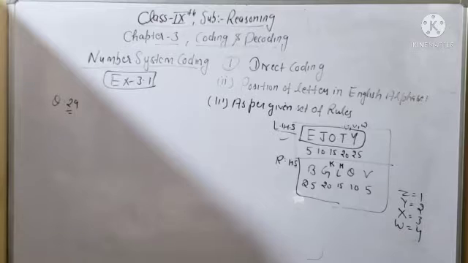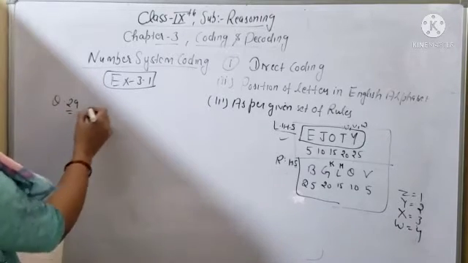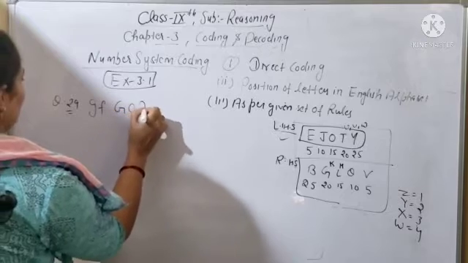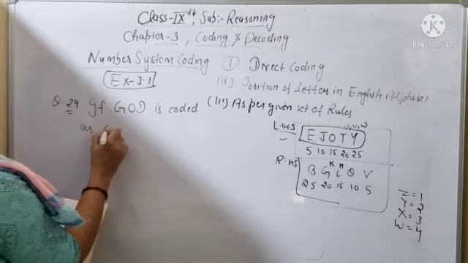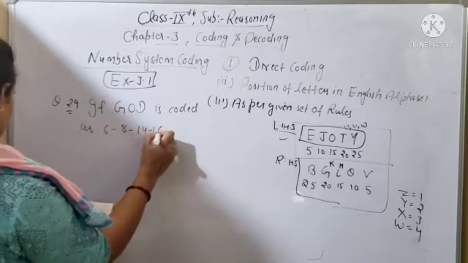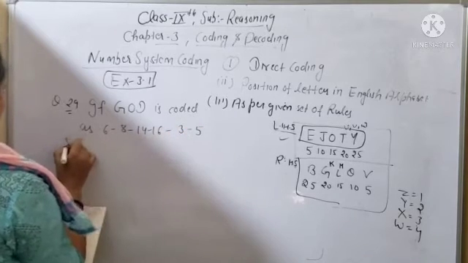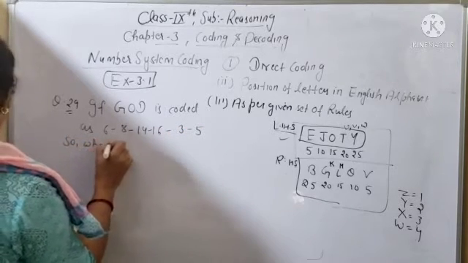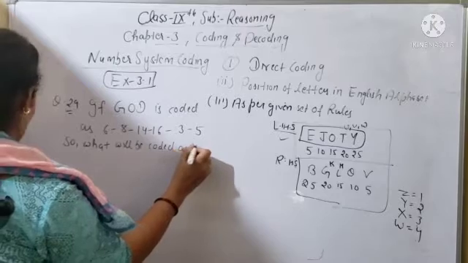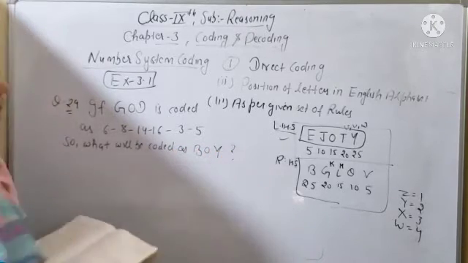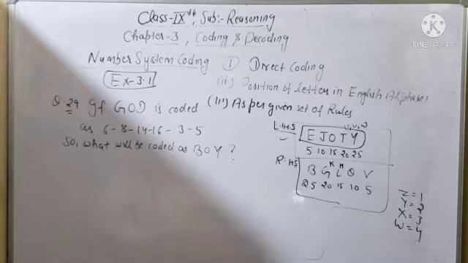Question number 29 is given: if GOD is coded as 6, 8, 14, 16, 3, 5, what will be the code of BOY? B-O-Y. Clear? You have to find out.